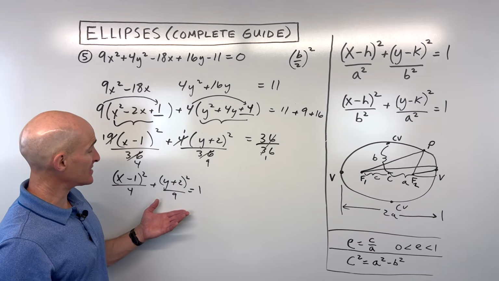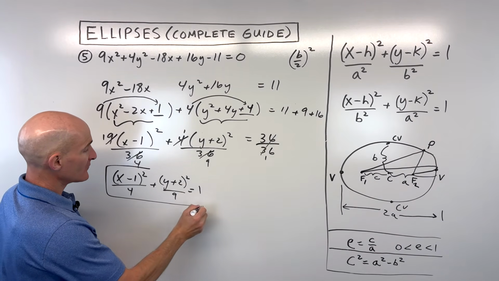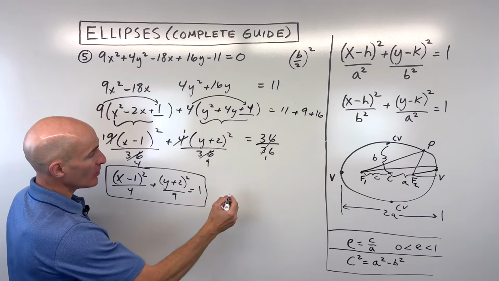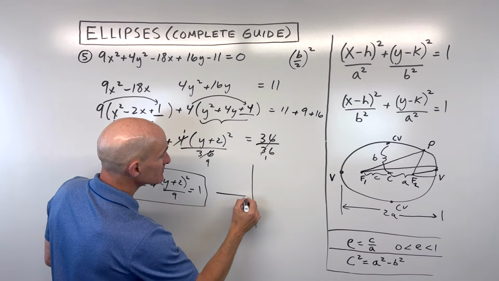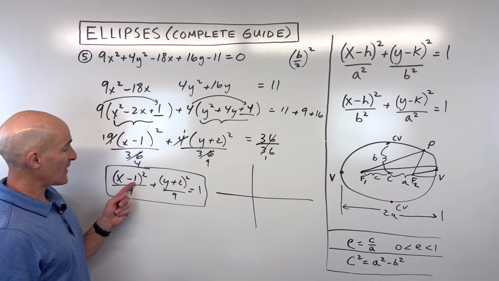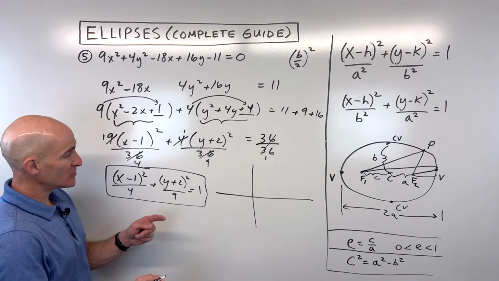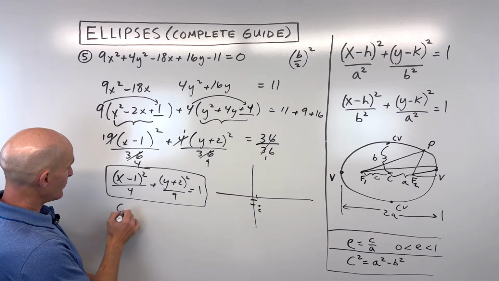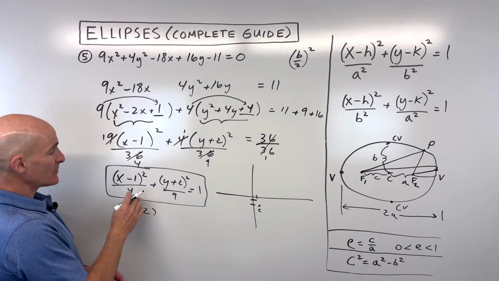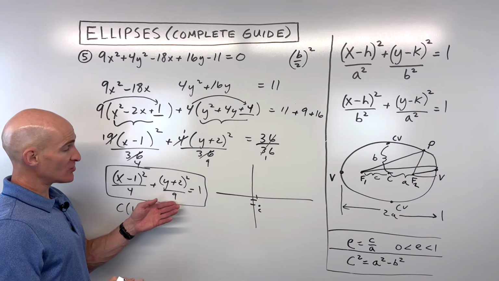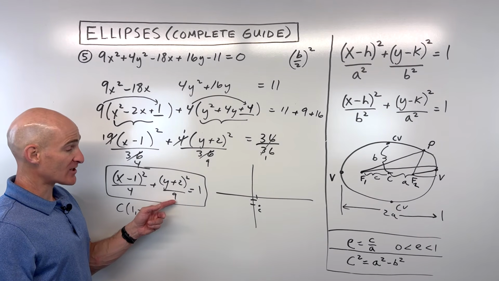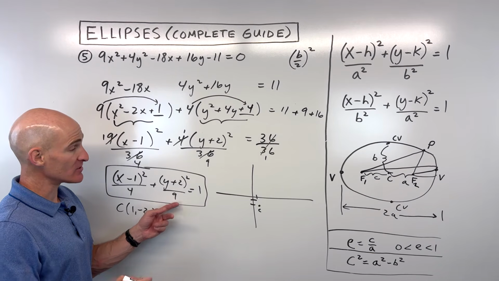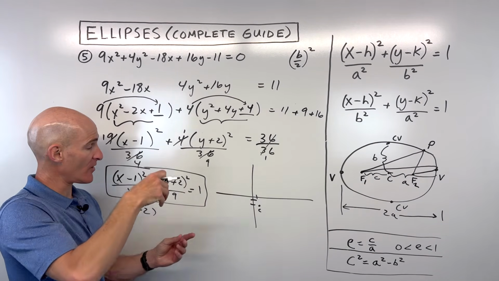Okay, so we've got it in the standard form of the equation of an ellipse, but how do we get a sketch of this now? Let's see if we can graph it. And first thing we want to do is find the center. So we have 1, negative 2 as our center, right there. Let's go ahead and label that 1, negative 2. It's going to be longer in which direction? The x direction or the y direction? Y direction, because this denominator is larger, so it's going to be stretched in that vertical direction.